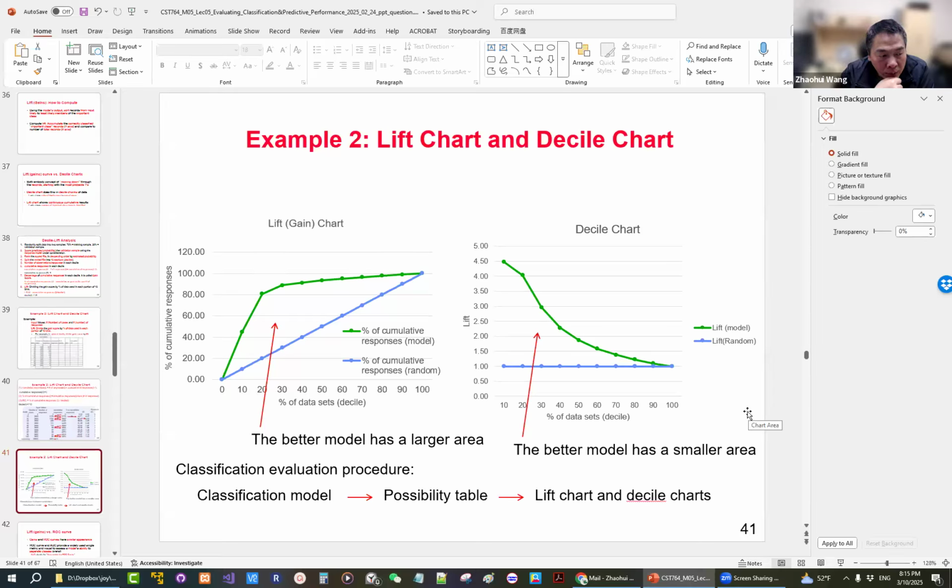So actually, to evaluate whether one model is good or bad is based on the slope. Yeah, slope. The data increases very quickly on the lift chart, or the decile chart will drop very quickly. So the better model will realize the higher slope value.